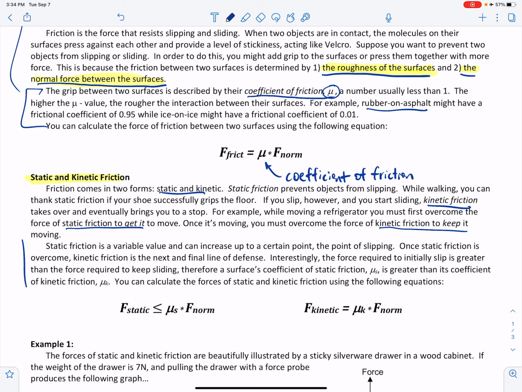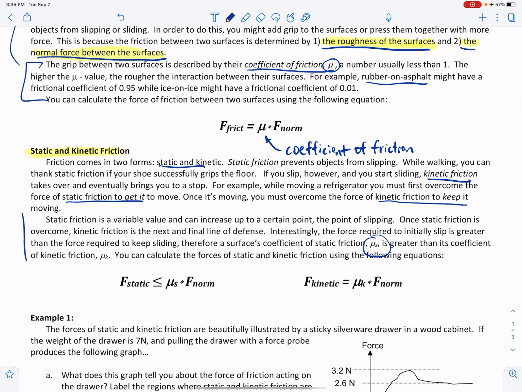Looking over here, static friction is a variable value and can increase up to a certain point, the point of slipping. Once static friction is overcome, kinetic friction is the next and final line of defense. Interestingly, the force required to initially slip is greater than the force required to keep sliding. Therefore, a surface's coefficient of static friction, called mu sub s, is greater than its coefficient of kinetic friction, called mu sub k. You can calculate the forces of static and kinetic friction using the following equations.